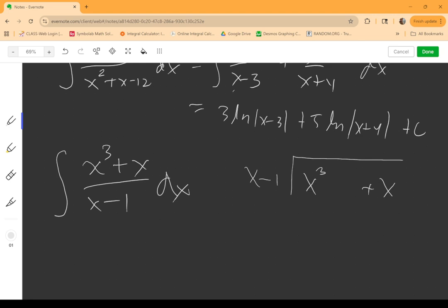How I do long division here is I only focus on the leading term. What do I multiply x by to get x cubed? Well, that's just x squared. So we get x squared times x is x cubed, and then minus x squared. And then we subtract. So that's 0, x squared, and then we bring the x down, plus x. And then we keep going. What do I multiply x by to get x squared? That's just another factor of x. So we get x squared minus x.